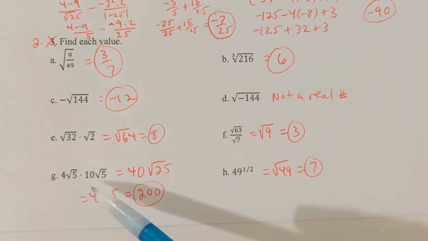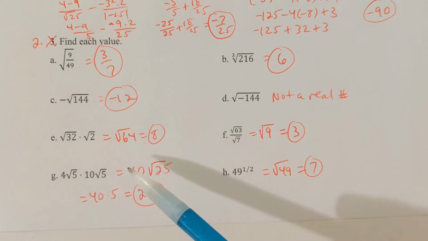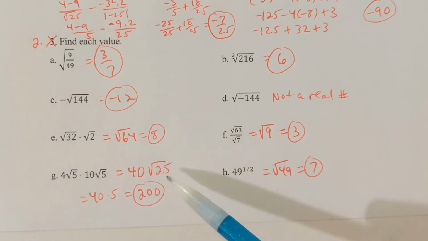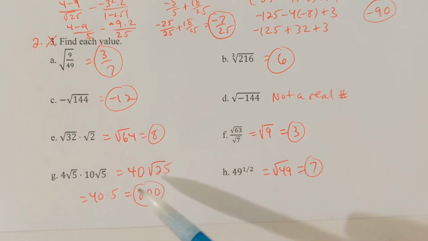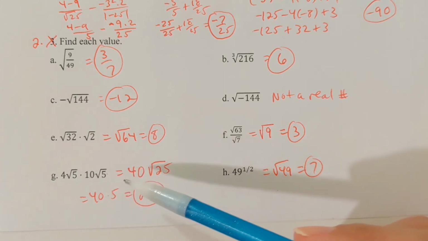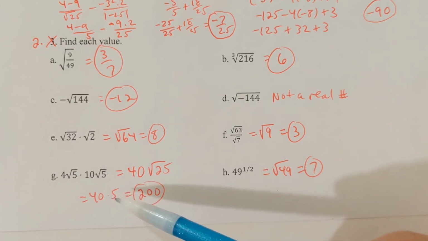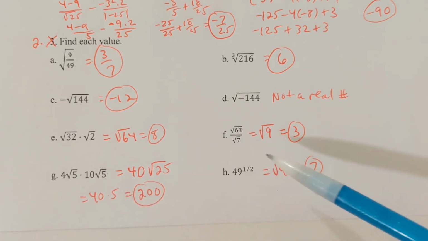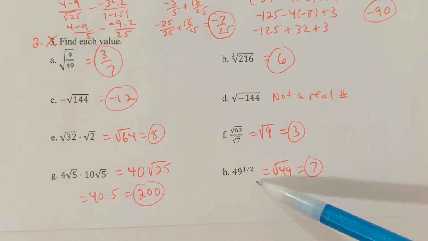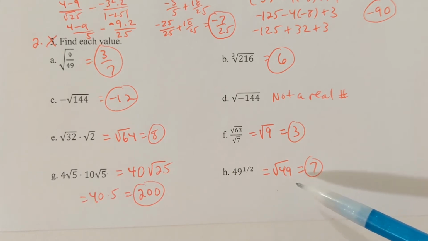4 times root 5 plus 5 times 10 times root 5. 4 times 10 is 40. Root 5 times root 5 is the square root of 25, which is 5. By the way, the square root of a number times the square root of the same number is always going to be that number. 40 times 5 is 200. And 49 to the 1/2 power is the same as the square root of 49, which I know is 7.